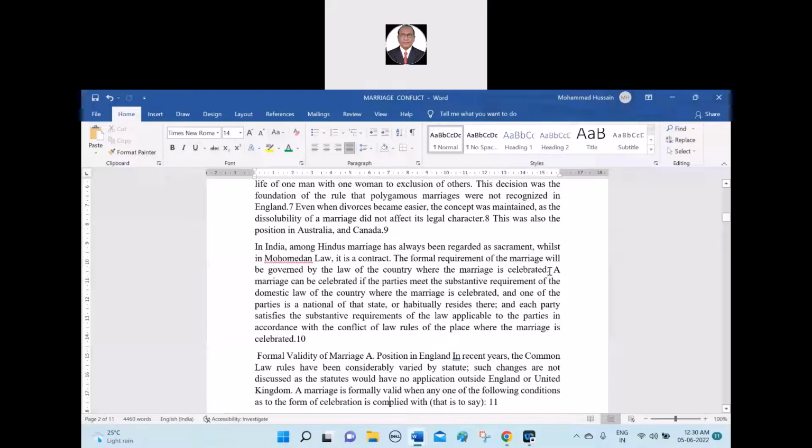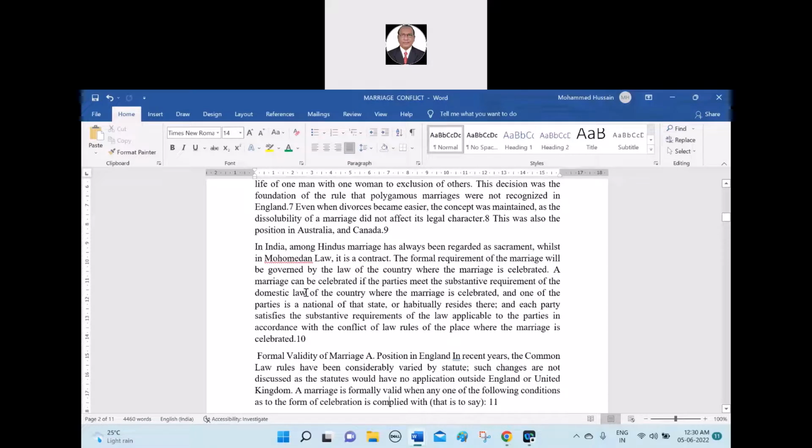Now you tell me the Latin terminology in private international law. Lex loci celebrationis. Very good, very good. Nimefurahi sana. I felt very happy. So where the marriage is conducted, lex loci celebrationis, and a marriage can be celebrated if the parties meet the substantial requirement of the domestic law.